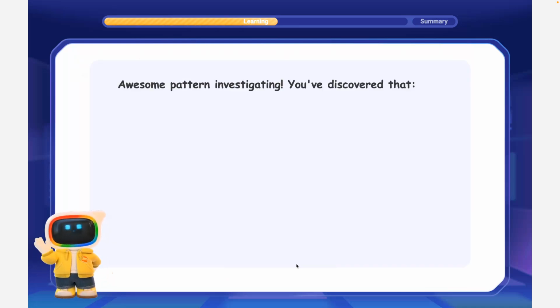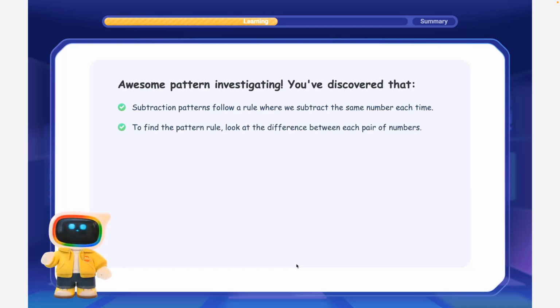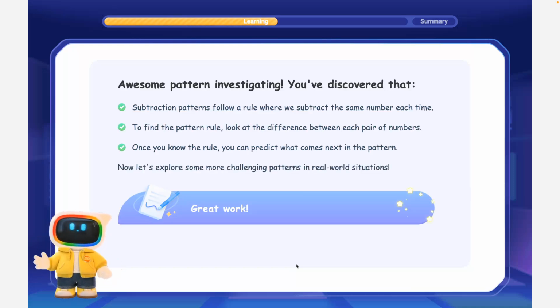Awesome pattern investigating! You've discovered that subtraction patterns follow a rule where we subtract the same number each time. To find the pattern rule, look at the difference between each pair of numbers. Once you know the rule, you can predict what comes next in the pattern. Now let's explore some more challenging patterns in real-world situations.